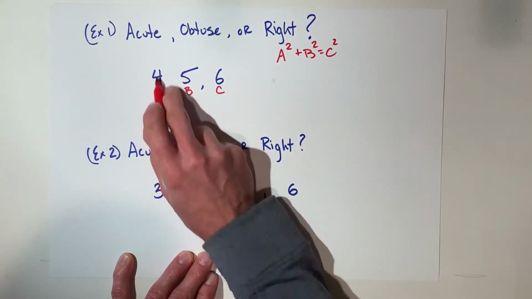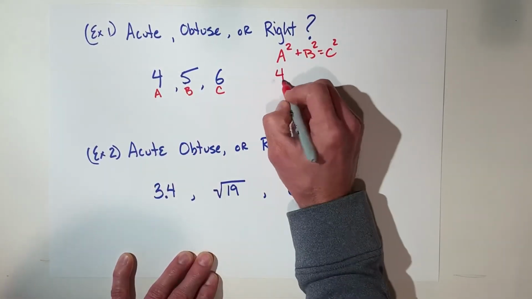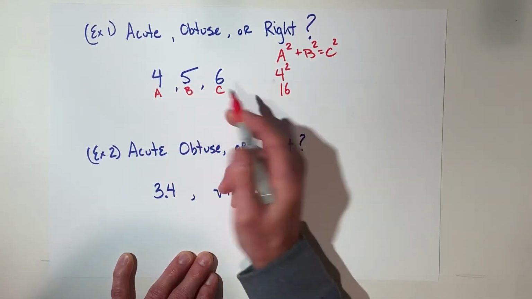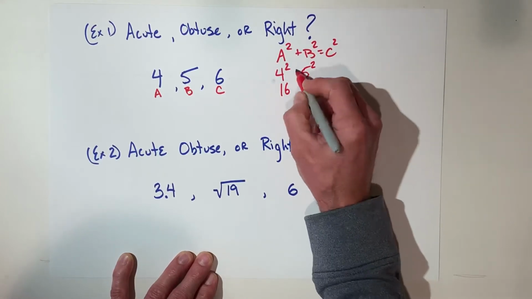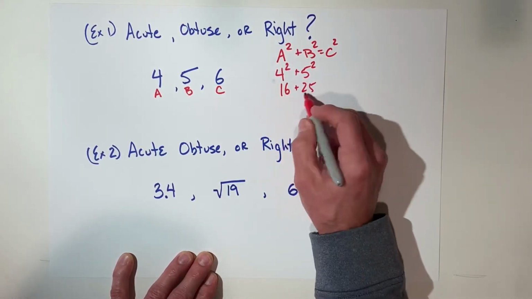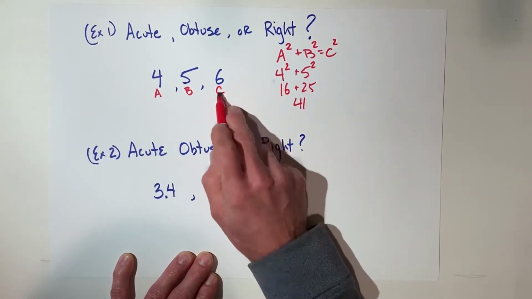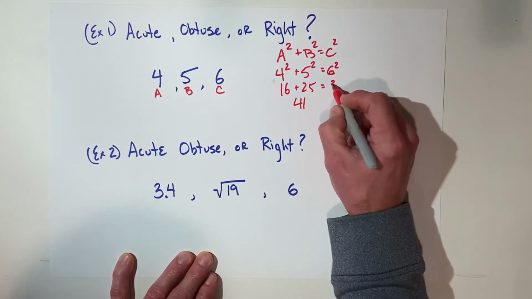So A is 4 because that was the smallest side, because it's the smallest number. So 4 squared becomes 16. And 5 is the middle because it's not the biggest or the smallest. So 5 squared is 25, and we're going to add those together, and we're going to get 41. And C squared: 6 squared is supposed to be 36.